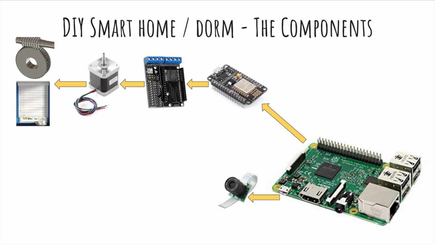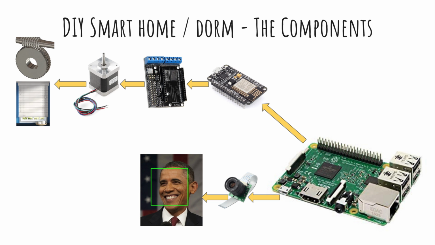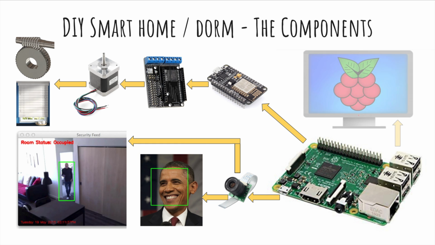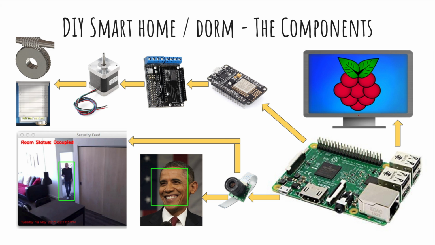This camera will be used in order to recognize faces within my room. It will also hopefully be used in a future project to detect whether my room is occupied and where people move in the room. Finally, we have the monitor. This monitor will have an HDMI port in order to interface with the Raspberry Pi.